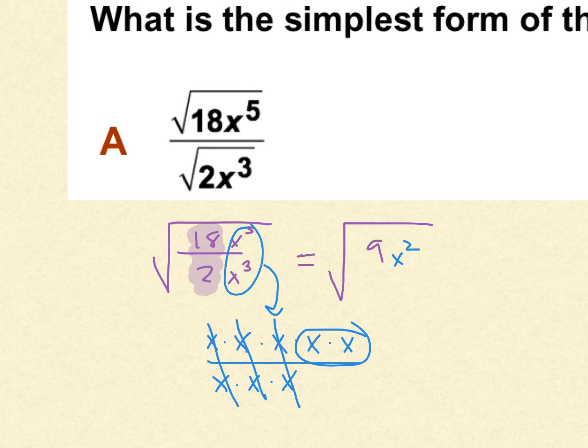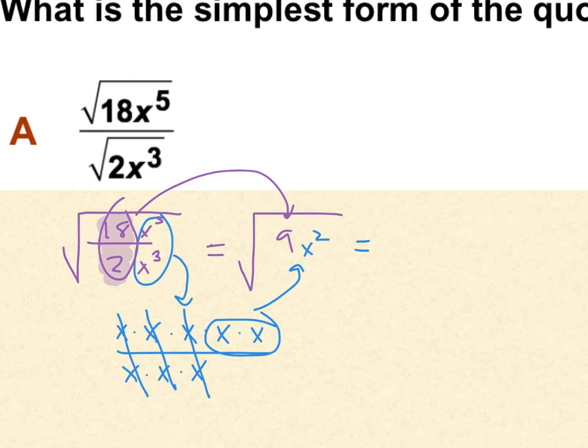18 divided by 2 is where we got the 9. So 18 divided by 2 turned into 9. And then this turned into x squared. Not yet. Let's see if we can simplify this some more. So we have the square root of 9 times x squared. What are factors of 9? 3 and 3. We're circling groups of how many here? Groups of 2. So what comes outside?